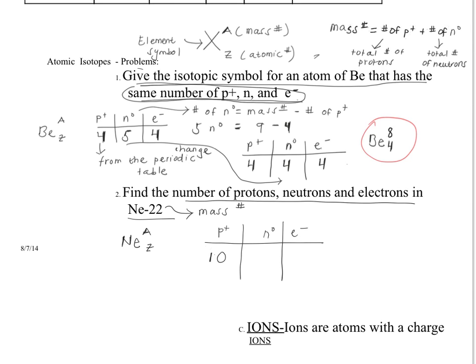And since it's neutral with no charge, it's going to have 10 electrons. And we know that number of neutrons equals mass number minus number of protons. So if we plug that in, 22 minus 10 will equal 12 neutrons.